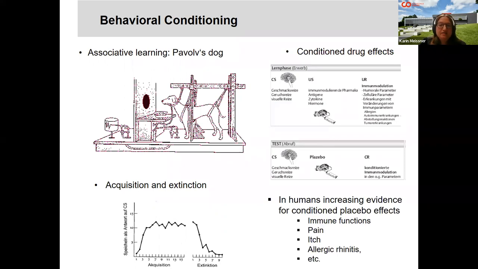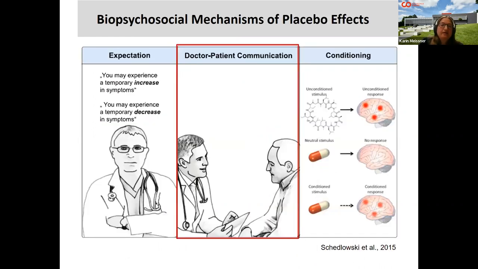And there have been done some trials already in humans to test whether this is also possible, that humans, for example, get a real drug, but from time to time a placebo drug. And indeed, a conditioning also of pharmacological responses is possible in humans, for example, with regard to pain or itch or allergic rhinitis. And the third approach or mechanism, which is important with regard to placebo effects, is the empathy or the communication between the doctor and the patient.